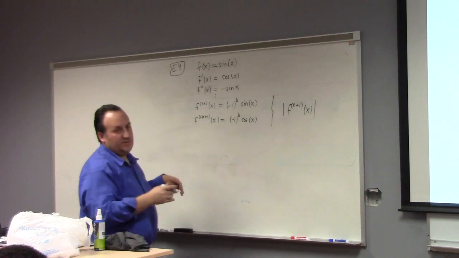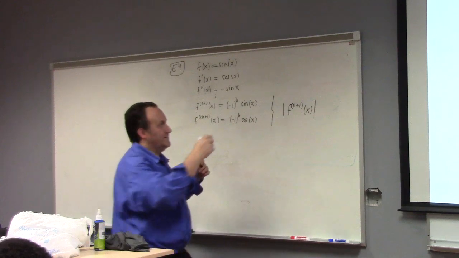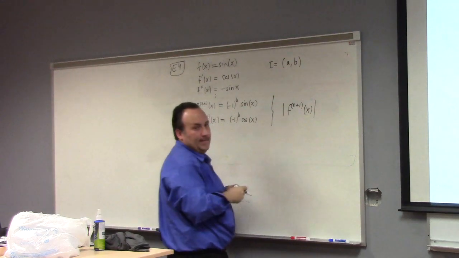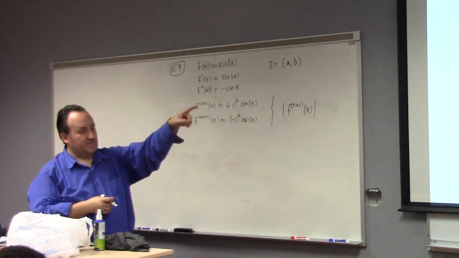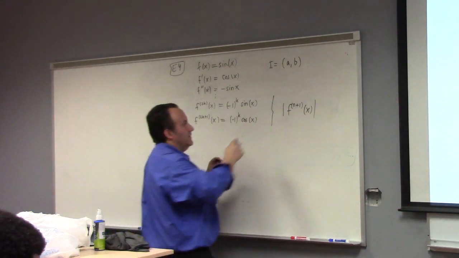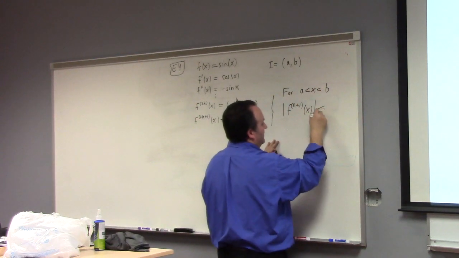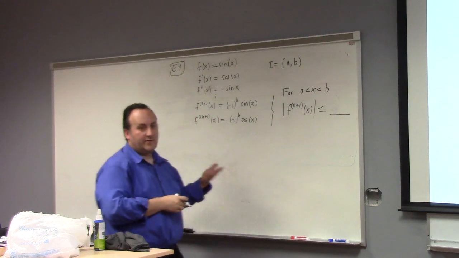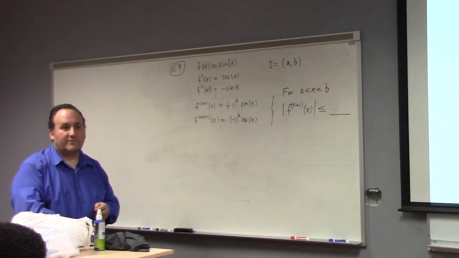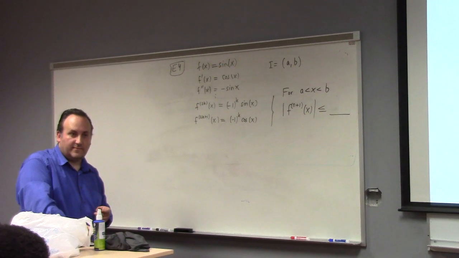I mean, you guys pick any interval you like, right? Let's look at the interval, let's say a to b, just for the sake of applying this theorem. So let's let a be less than b. So you guys tell me, for a less than x less than b, what can I put here as an M? What is an upper bound for any derivative of sine? 1, right?